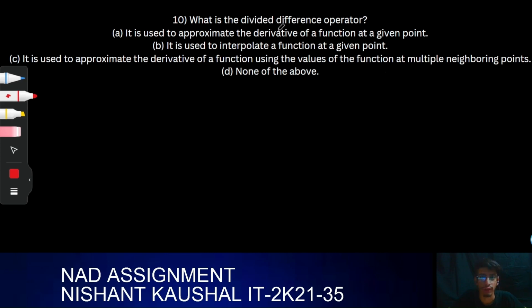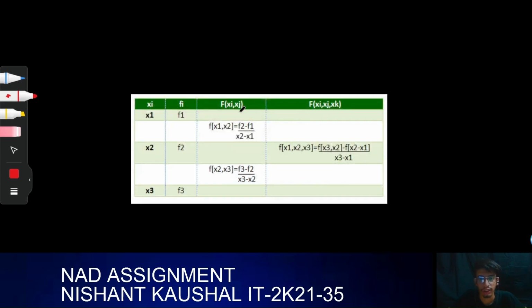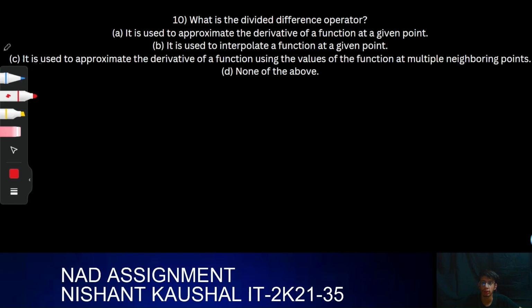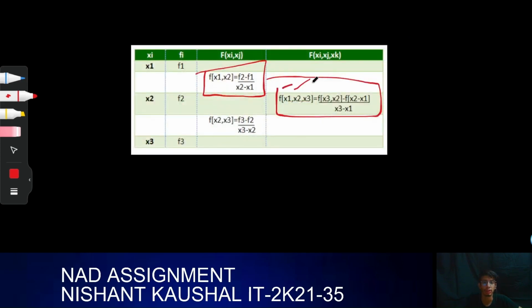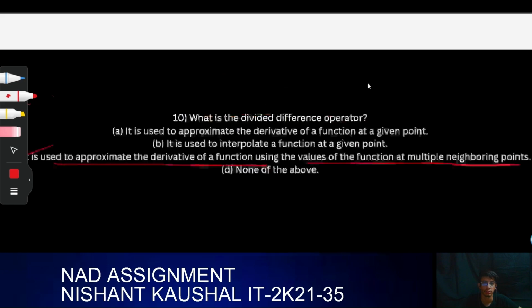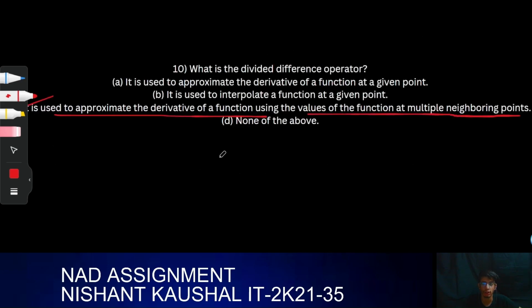So let us see what is divided difference operator. So divided difference operator is this, that is f of x1 comma x2 equals f(x2) minus f(x1) upon x2 minus x1, and for this it would be f of x1, x2, x3 equals f(x3, x2) minus f(x2, x1) upon x3 minus x1. So it is nothing but option number C. It is used to approximate the derivative of a function using the values of a function at multiple neighbor points. As you can see, these are the multiple neighbor points which we are using in divided difference operator. So answer would be C.